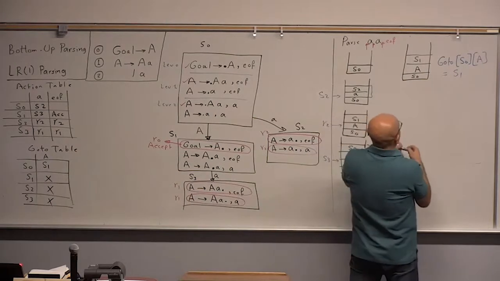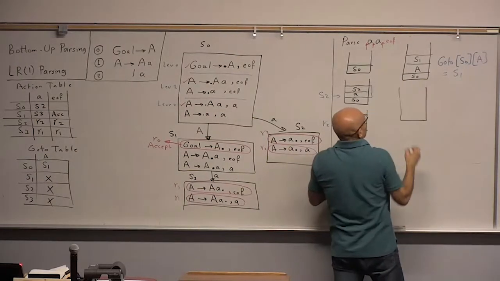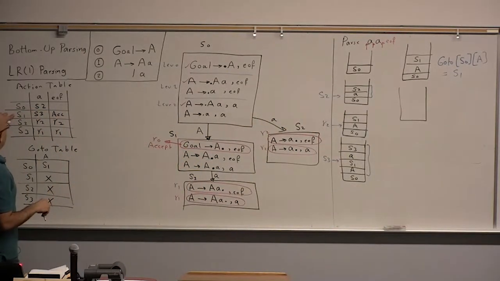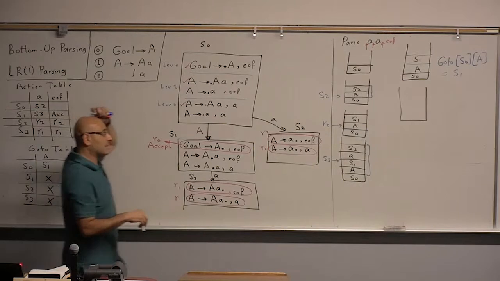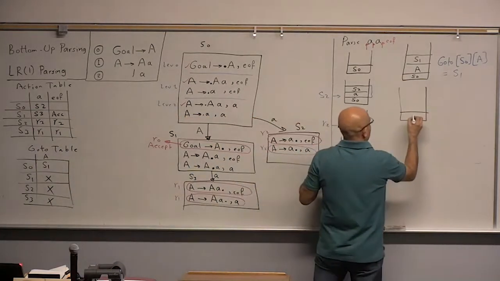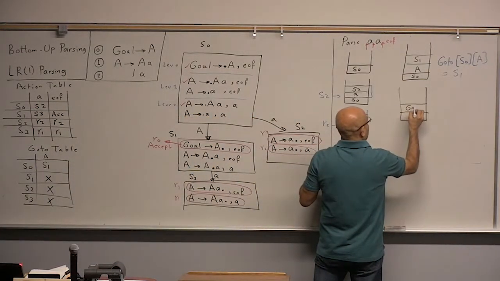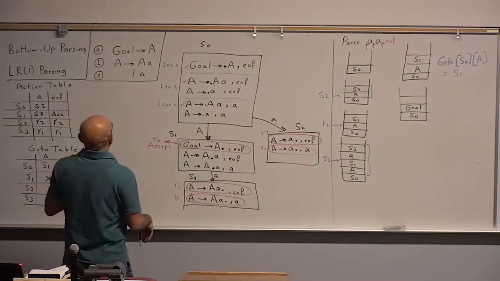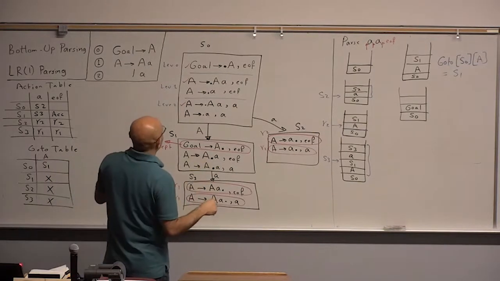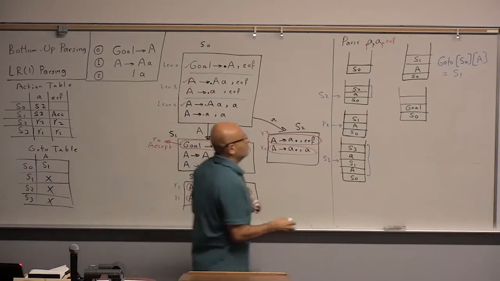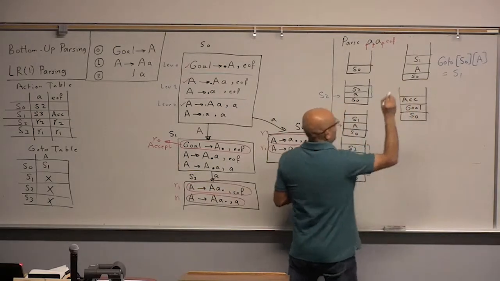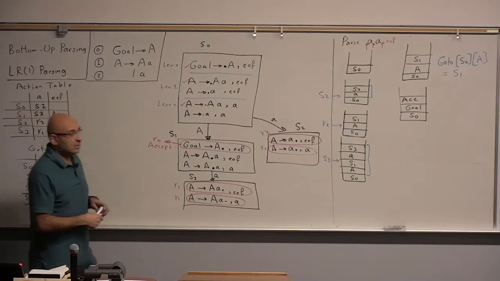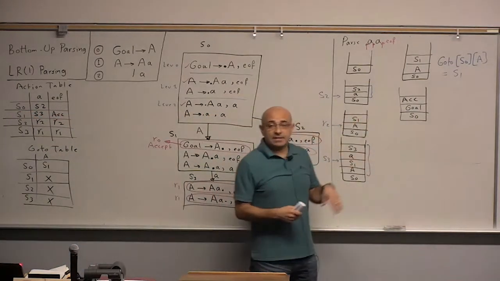OK? So now with S1 and the look ahead being end of file, this tells you to accept. So now I'm S0, goal, and in fact, I'm in the accept state. So in fact, there is an implicit accept state here. So this puts me in the accept state.